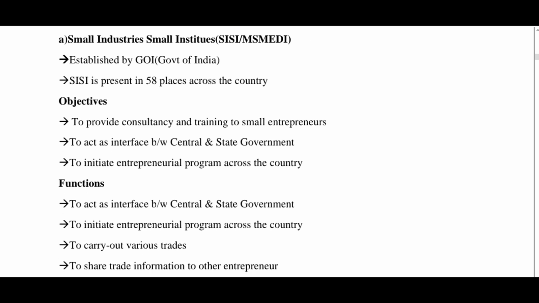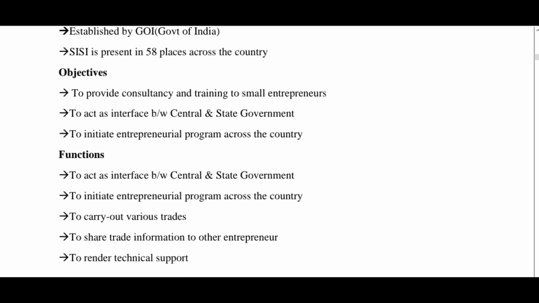So what are the objectives? Provide consultancy and training to small enterprises. SISI provides training and consultancy to small entrepreneurs and acts as interface between central and state government. Suppose the state government has some policies on industrial development and the central government has some plans about industrial development. With the help of SISI, they can coordinate both plans to initiate entrepreneurial programs across the country, to encourage entrepreneurial or industrial activities all over the country.